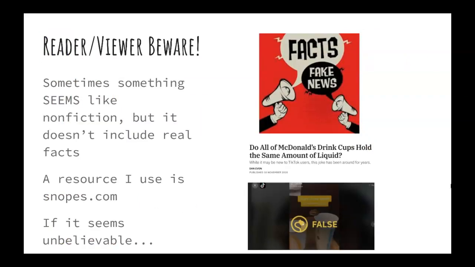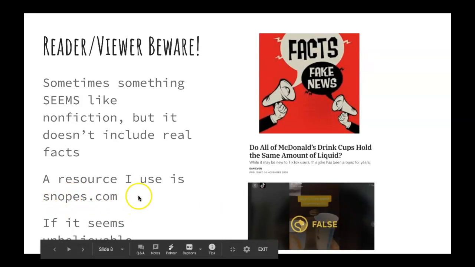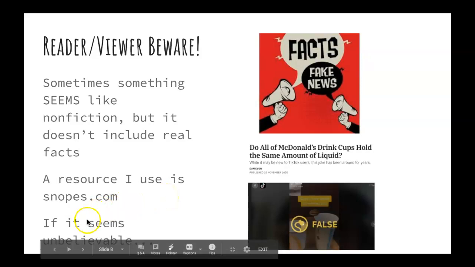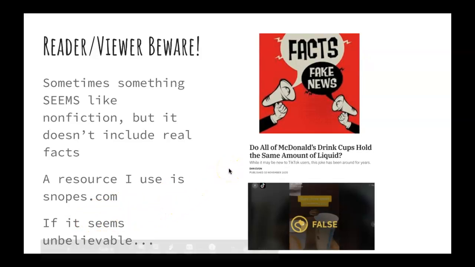Alright, of course I know you know this. Beware. Sometimes something looks like nonfiction, seems like nonfiction, but it doesn't include real facts. Sometimes when I see something online that seems totally unbelievable, I will look it up on this website, Snopes.com. It's a website where people check kind of like internet rumors or just articles that don't seem quite right. If something seems unbelievable, it probably isn't real.